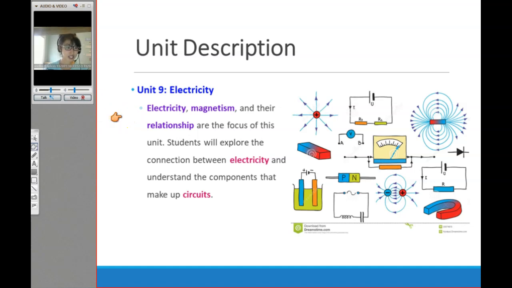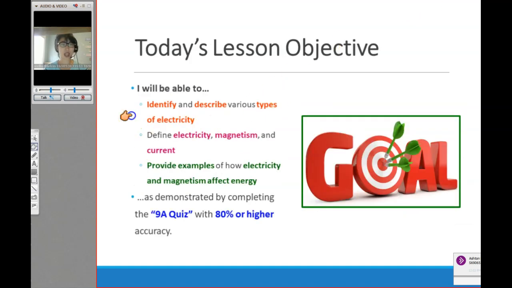So electricity, this unit we're going to talk about electricity, magnetism, how they are related. We're going to also talk a little bit about circuits, and we will be building a motor for our lab, so you will see that on the Tuesday when you come back from break. Okay.